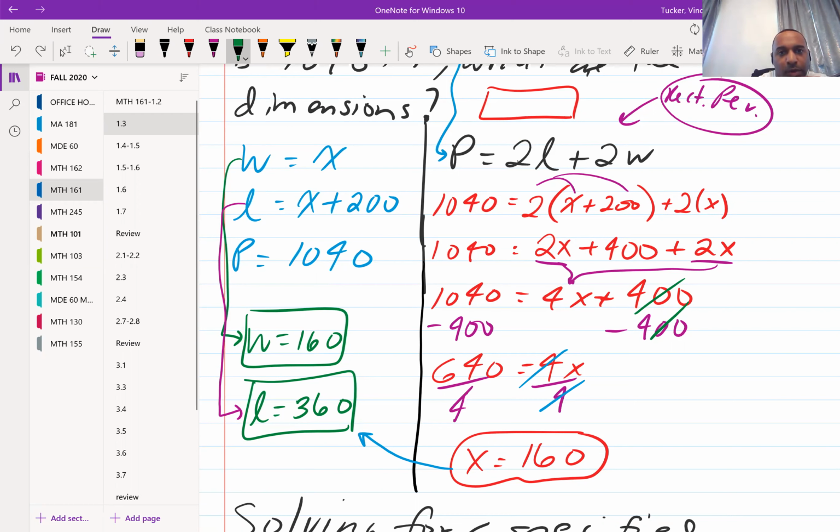All right. So from there, remember they wanted us to find the dimensions. So we need to find width and length. So x is equal to 160. Remember we said that x is going to represent our width, and then add 200 to that. That will be our length. And so that's why we have our width at 160, length at 360. And those will be your two answers. Any questions?